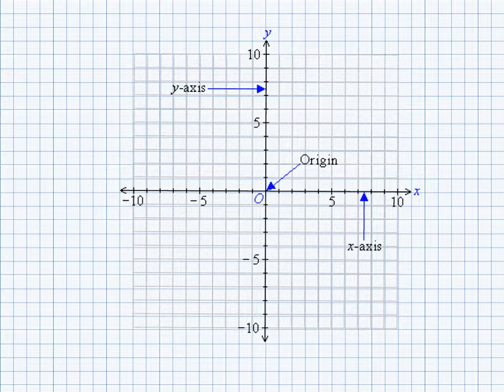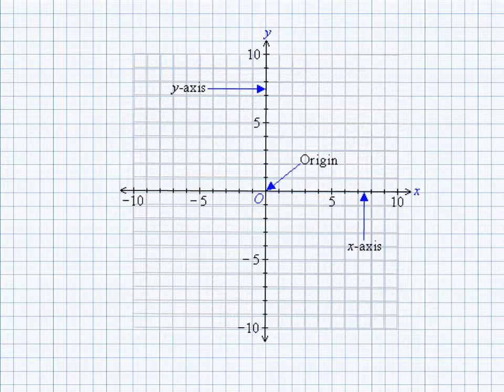A coordinate plane is formed by two real number lines that intersect at a right angle at the origin. So here's the origin. It's the point where they all come together. The horizontal axis is the x-axis. And as I said in that little thing, x goes left, and the y-axis is the one that goes towards the sky.